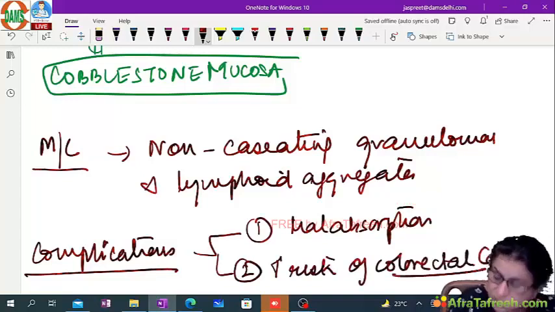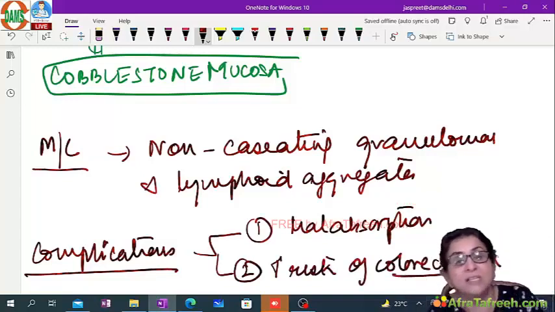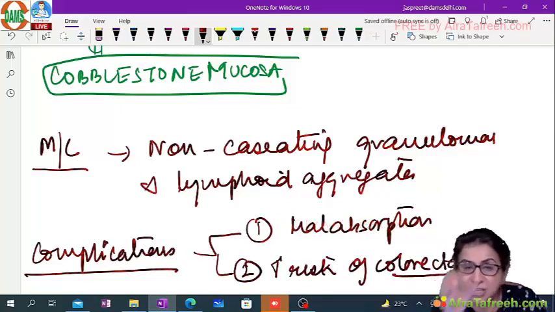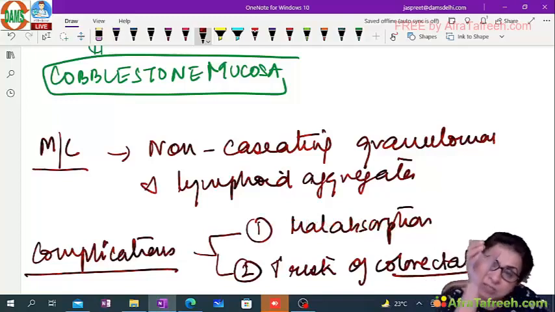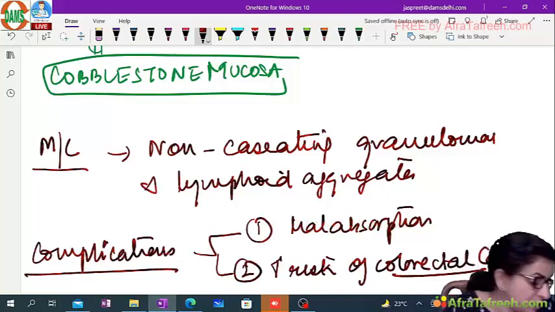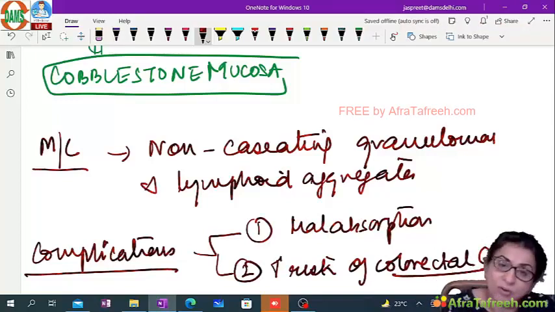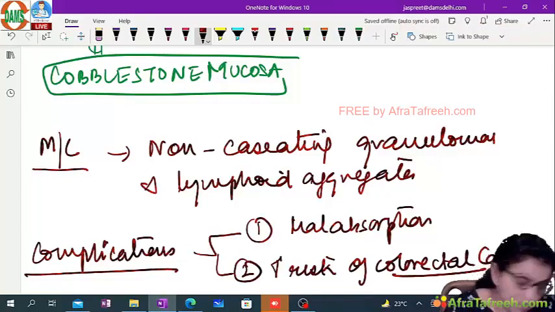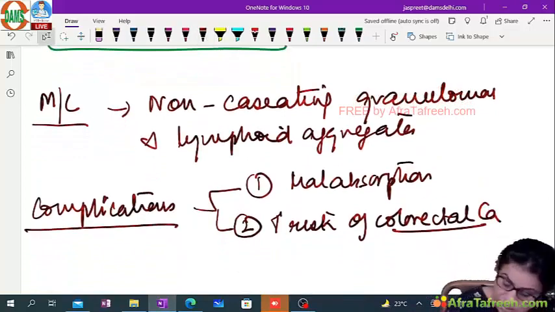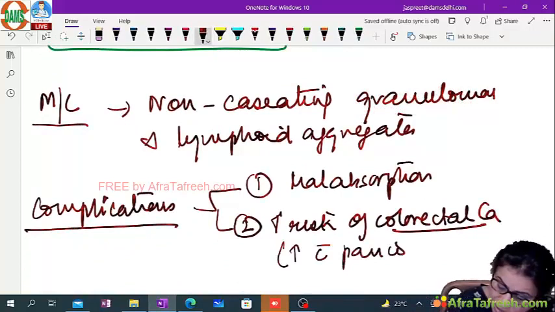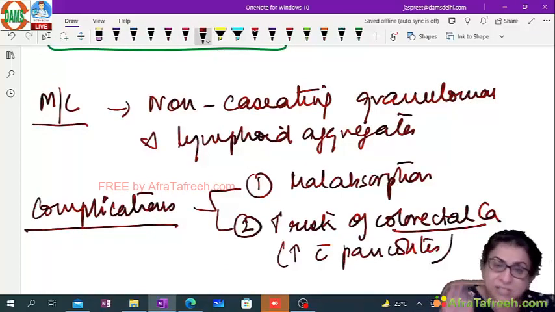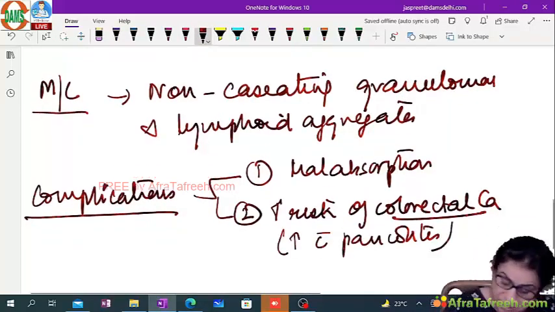Now, increased risk of colorectal cancer is more with ulcerative colitis. Crohn's usually produces skip lesions. But if there is pancolitis, meaning the full length of the intestine gets involved with no skip lesions, then the risk of colorectal or colonic cancer increases. Normally Crohn's disease doesn't produce pancolitis, it produces skip lesions.